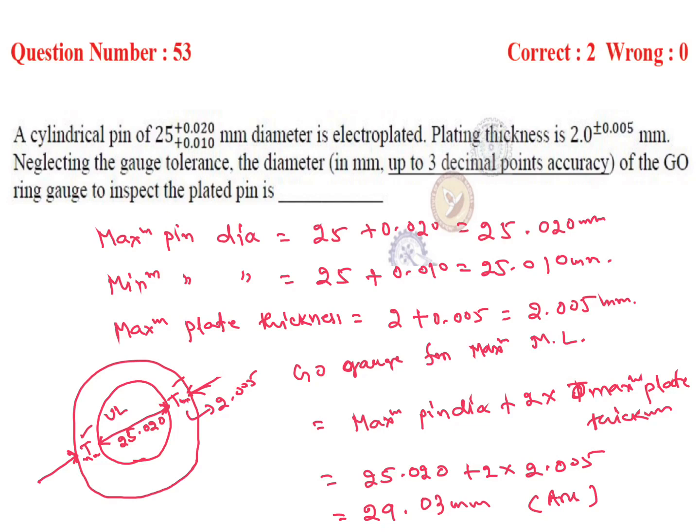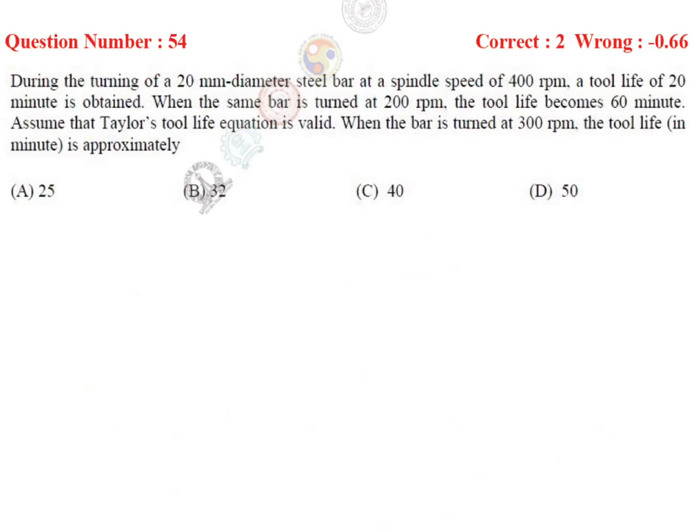Then from metal cutting: during the turning of a 20 mm diameter steel bar at a spindle speed of 400 rpm, a tool life of 20 minutes is obtained. When the same bar is turned at 200 rpm, the tool life becomes 60 minutes. Assume that Taylor's tool life equation is valid. When the bar is turned at 300 rpm, the tool life in minutes is approximately how much?